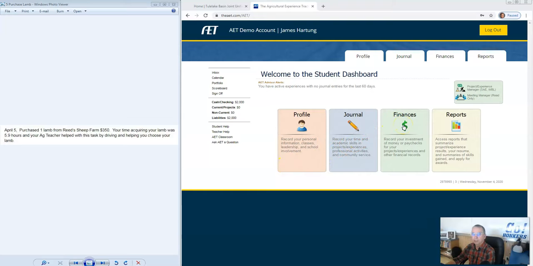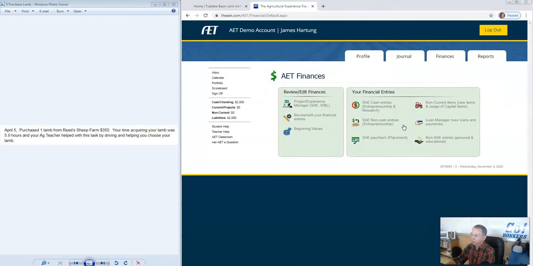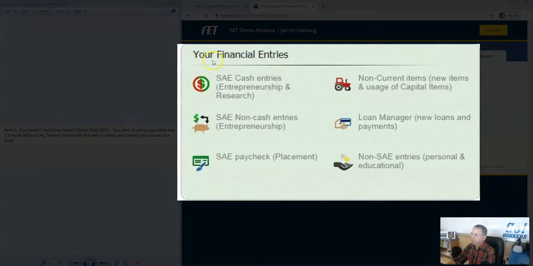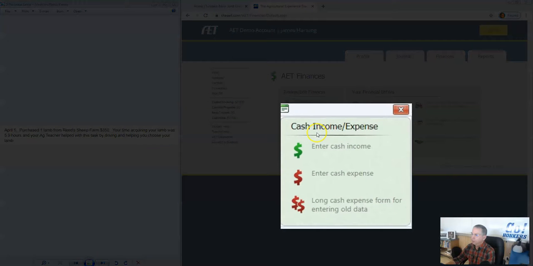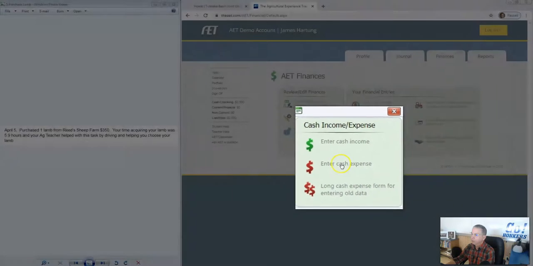Let's head over to finances. Your financial entries. SAE cash entries. That's where we want to go today. Is it cash income or expense? Well, this is going to be an expense because we are spending money. Enter cash expense.